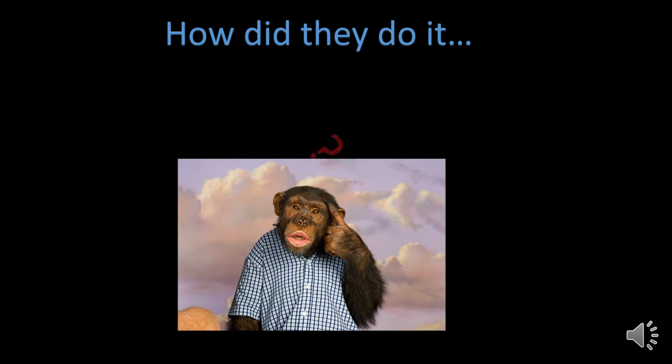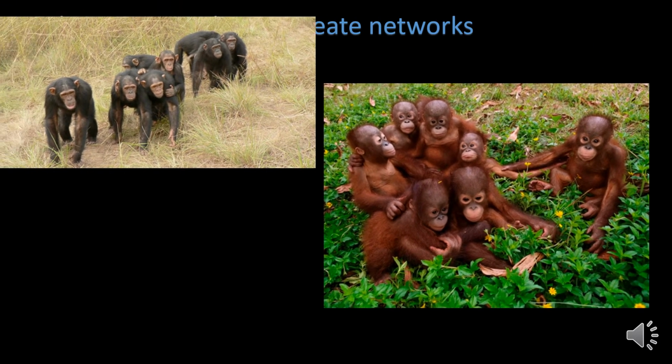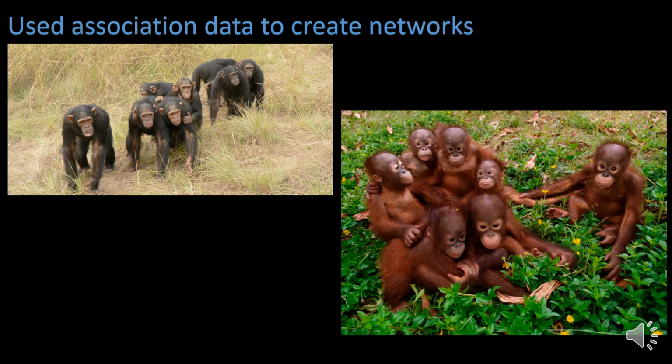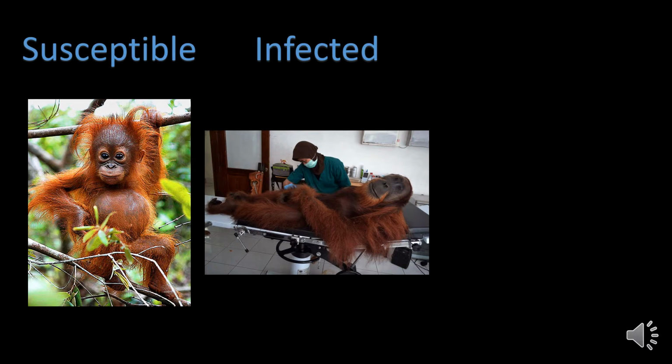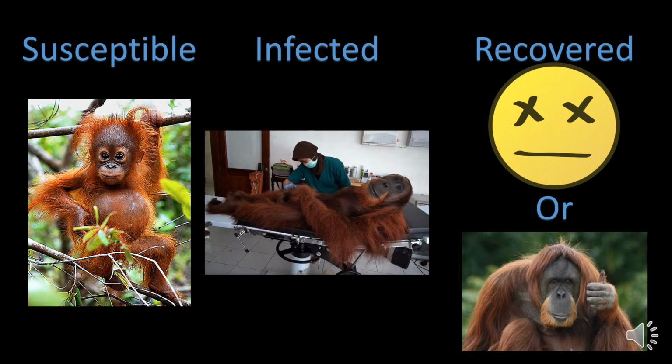So, how did they do it? They used association data, which is how often individuals met, collected from one chimpanzee and one orangutan population. Individuals in the simulation were either susceptible or not infected, infected, or recovered, which meant either dead or recovered from the disease.